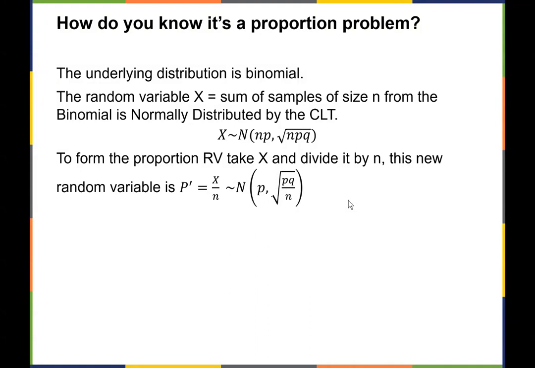So, how do we know it's a proportion problem? Well, first of all, the underlying distribution needs to be binomial. And the random variable x is going to be equal to the sum of the sample size n from the binomial, which is normally distributed by the central limit theorem. In fact, it's distributed normal with mean np and standard deviation square root of npq. So to get the proportion random variable, we're going to take x and divide it by n. And this new random variable is called p hat, written p tick. I like it with a hat better, but our book uses a tick mark. It's x over n, and it's distributed normal with mean p and standard deviation square root of pq over n.